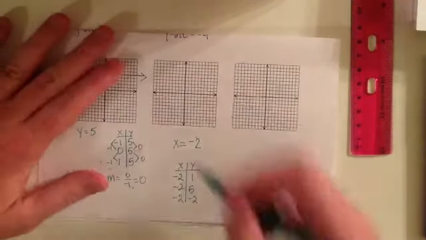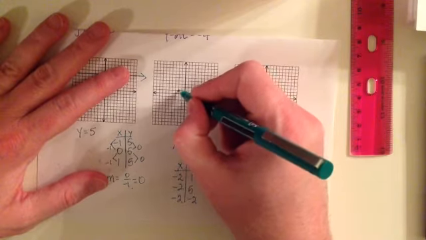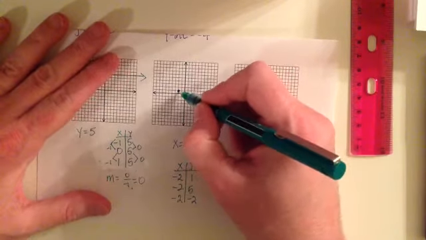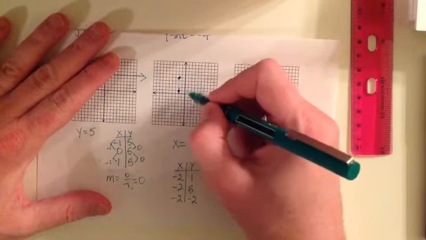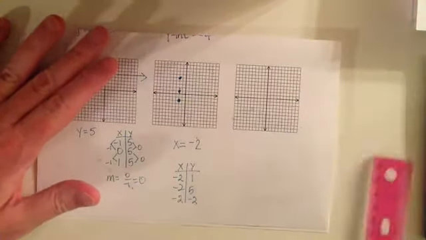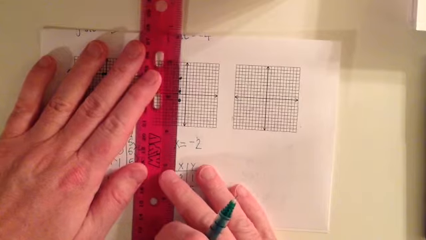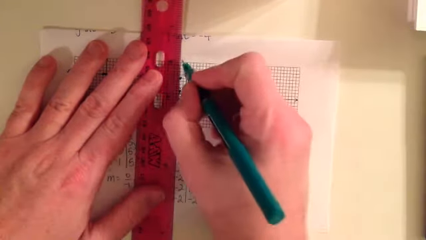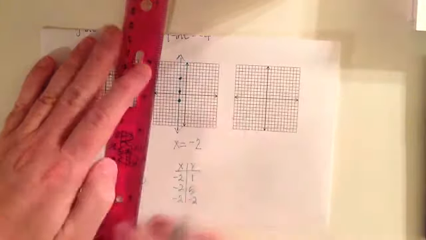So let's graph this. So I go to negative 2, comma 1, and then negative 2, comma 5, and negative 2, comma negative 2. And what do we have? You're exactly right. We have a vertical line, if that's what you actually said. Draw my line, draw my arrows.